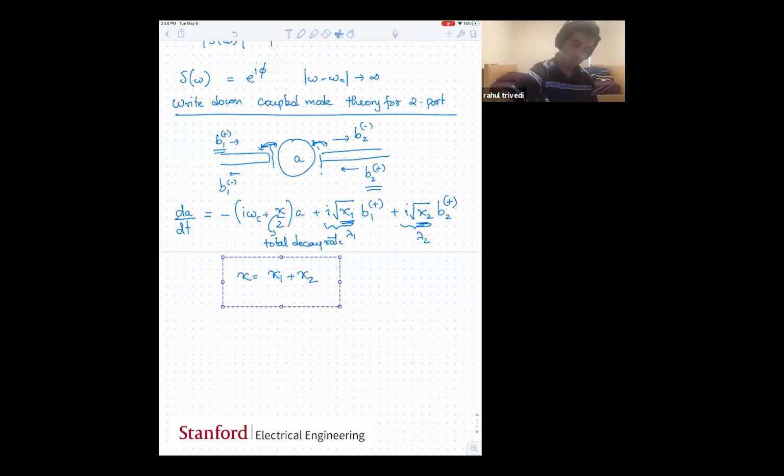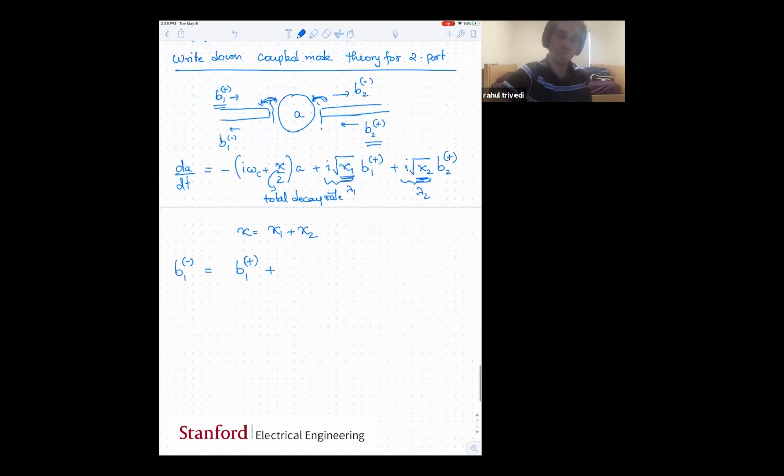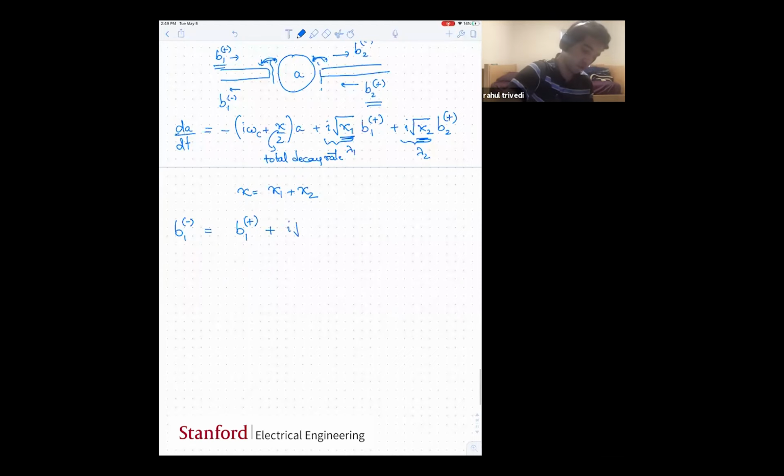And then you can write down equations for the outgoing waves of the individual waveguides in terms of the cavity amplitude. So you'll have B1 minus equals B1 plus plus... and from time reversal symmetry, I know that the outcoupling coefficient in the first waveguide mode has to be equal to the incoupling coefficient through the first waveguide mode. So this should also be equal to square root of kappa 1 times A. And B2 minus should be equal to B2 plus plus square root of kappa 2 times A.